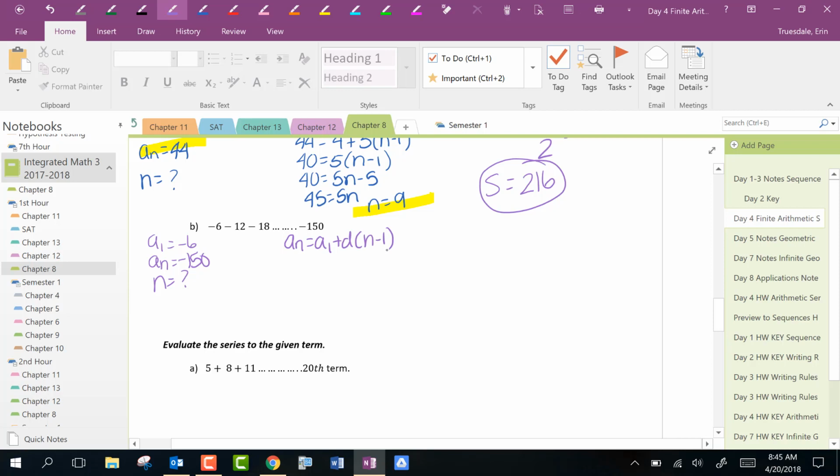Okay, so it looks like I'm missing n again. So An is negative 150. A1 is negative 6. What's d? Negative 6. Good. Okay, some people messed that up on the quiz. Like the numbers were actually going down and they were negative, so you were actually adding d, not subtracting there. Okay, and so I'm going to add 6 to negative 150 to solve. So negative 150 plus 6 gives you what?